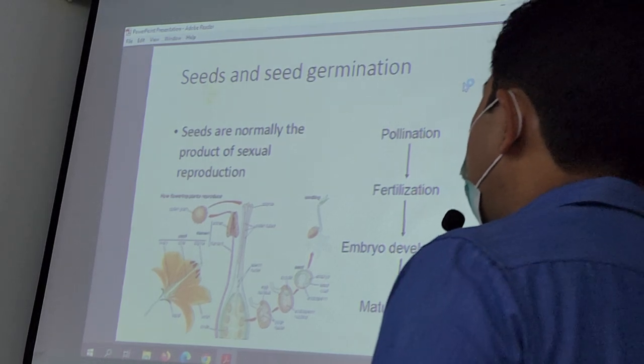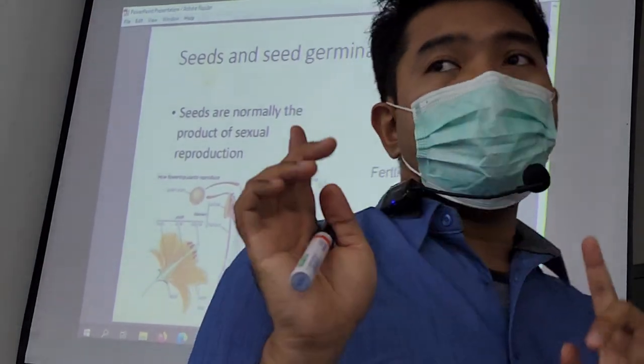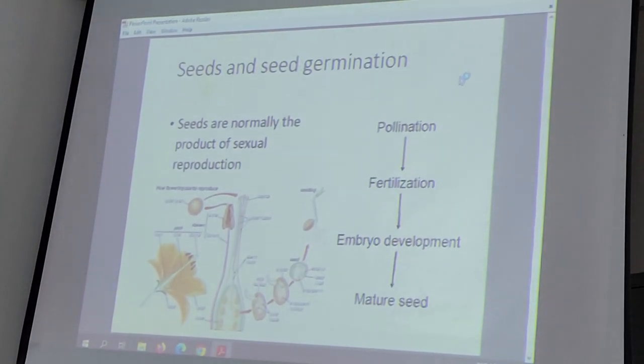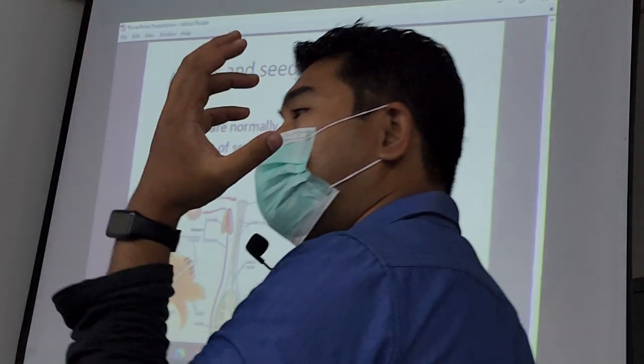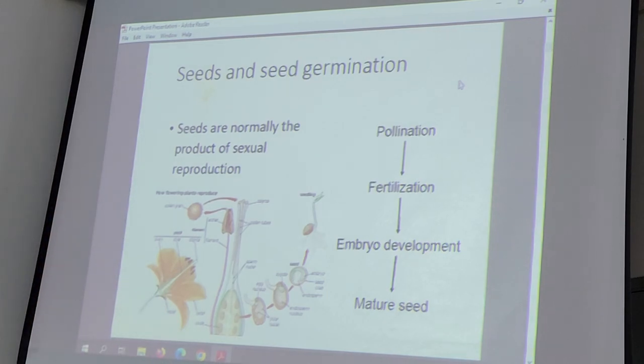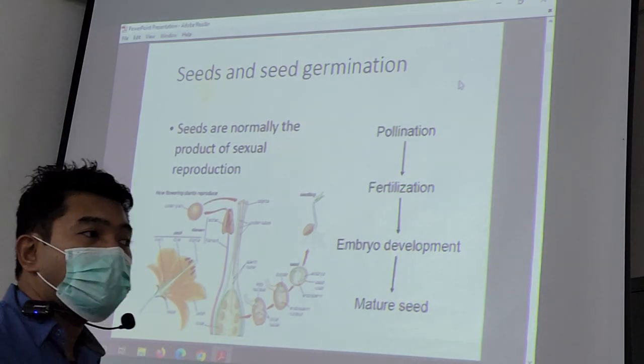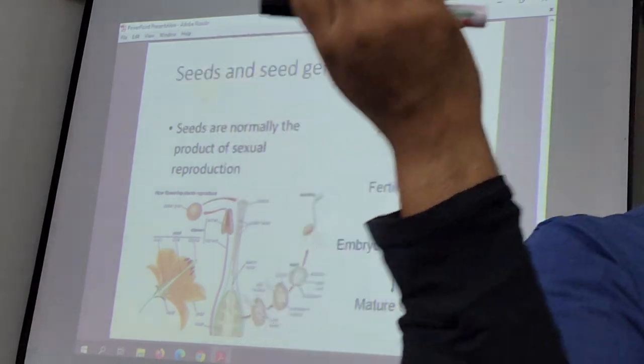Okay? So from the action of pollination, I'm not going to go too deep into this. With pollination, you know, that is the action of male parts of the flower to meet with the female part of the flower in the form of what? What is traveling from the male parts to the female part? Pollen. Okay.